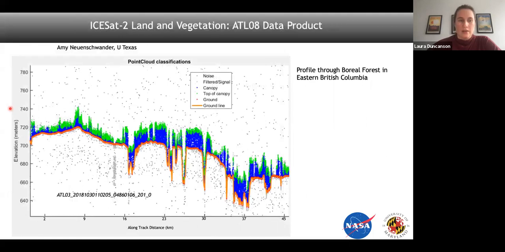And there's an associated product called ATL08, where each of these photons is classified as being from either the ground or the canopy. And then ATL08, for every 100 meter segment along that transect, gives you an estimate of relative height metrics, which are forest structure metrics that you can use for height mapping and biomass as well.